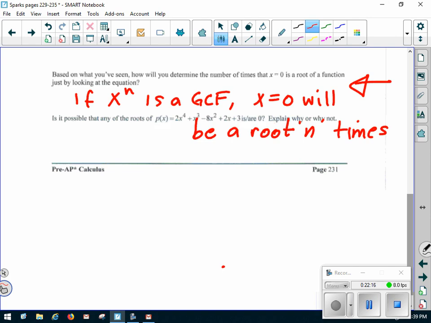Look at that last question. Is it possible that any of the roots of that polynomial are 0? No, why not? Because there's not a GCF of x to a power. Right.